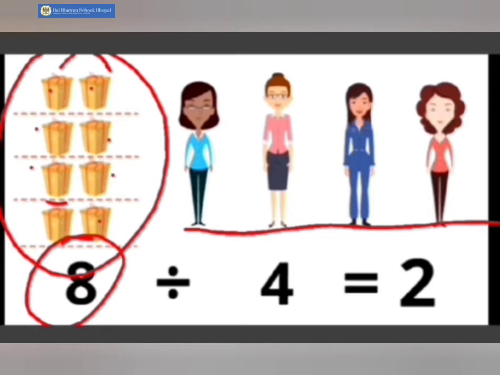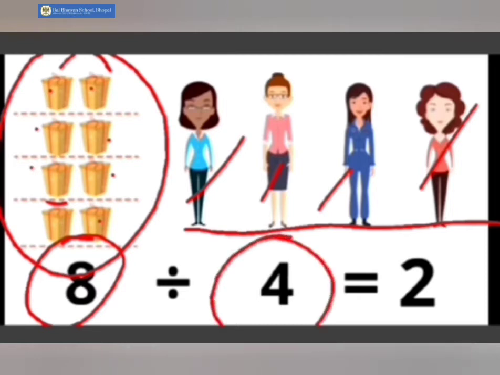Now, the number it should be divided by will be the number of people among whom these presents or objects have to be distributed. So how many ladies are there? 1, 2, 3, 4. So we will divide them between these 4 people. So we will write 4 here. 8 divided by, use the symbol of division, 4. Okay, this is how we frame a division sentence.